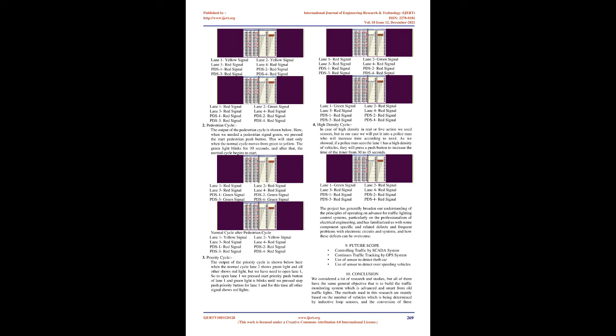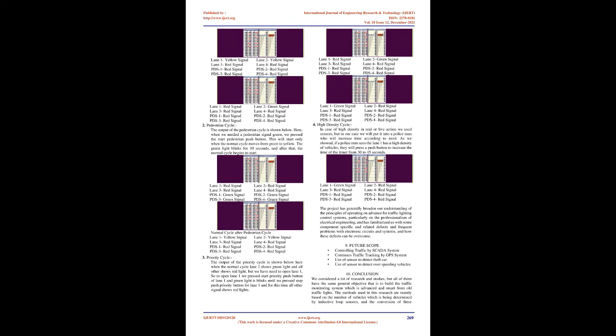3. Priority cycle. This cycle can disrupt or stop all other cycles. This will come into action only when we have an emergency. When we press the start priority push button of lane 1, 2, 3, or 4, it gives a priority or green signal for that direction until we press the stop priority push button of that lane. When we press the priority stop push button, the normal cycle begins again.